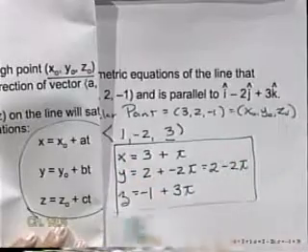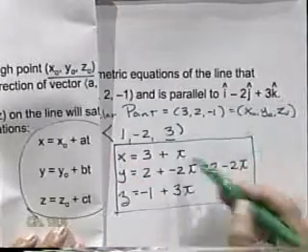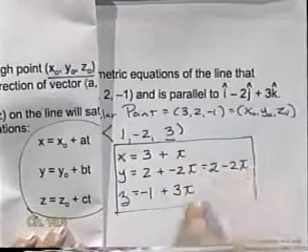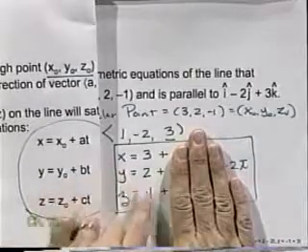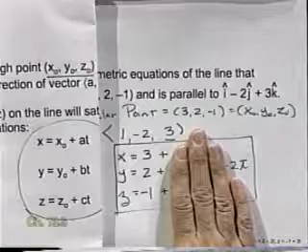Now here's my set of parametric equations. Notice, if you let t be 0, what are you getting? X is 3, y is 2, z is negative 1. You're getting the particular point that's on the line.